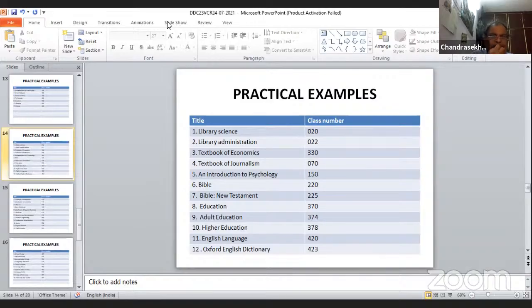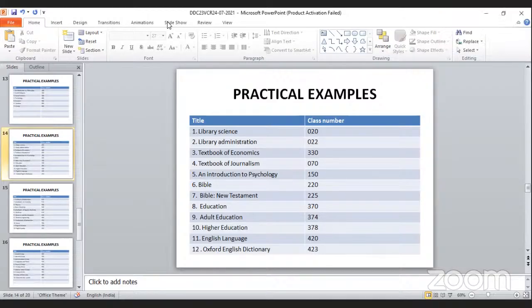Then education, 370, under the second summary. In the first summary, 300 is social science. Education is an aspect of social sciences; it is a division of social sciences. So under social science, in the second summary, 370 is education.